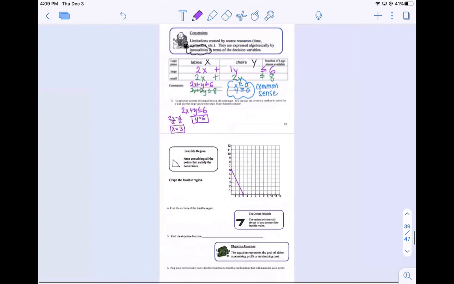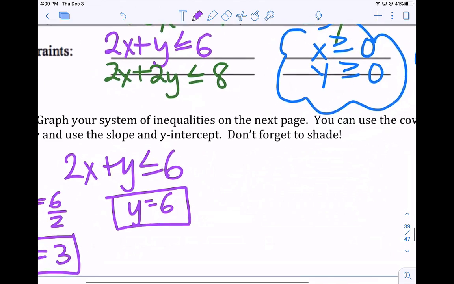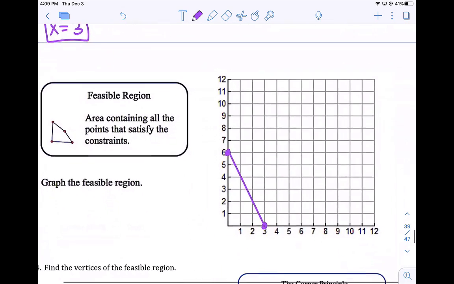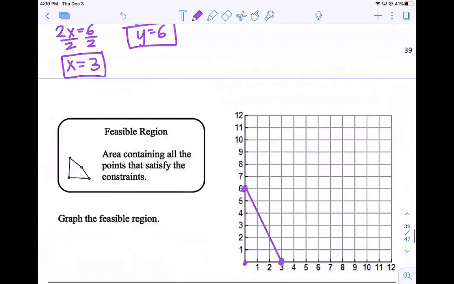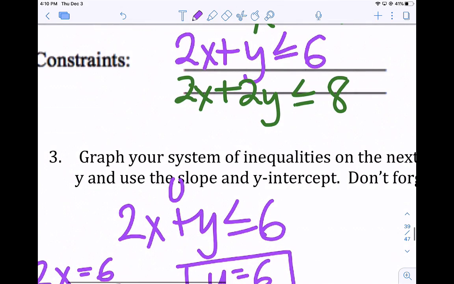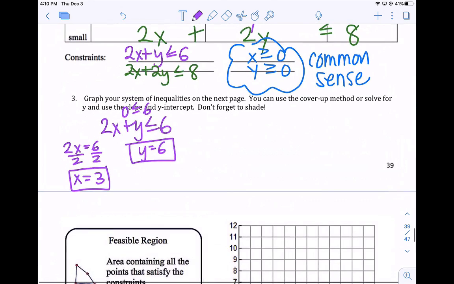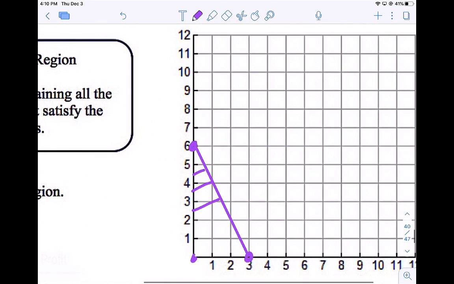We're going to pick a point, test, and shade. Notice our 2x plus y is less than or equal to 6, so I'm going to assume we're going to shade below, but let's test 0, 0. If we test 0, 0, 0 is less than or equal to 6, yes it is. So here we're going to shade below.